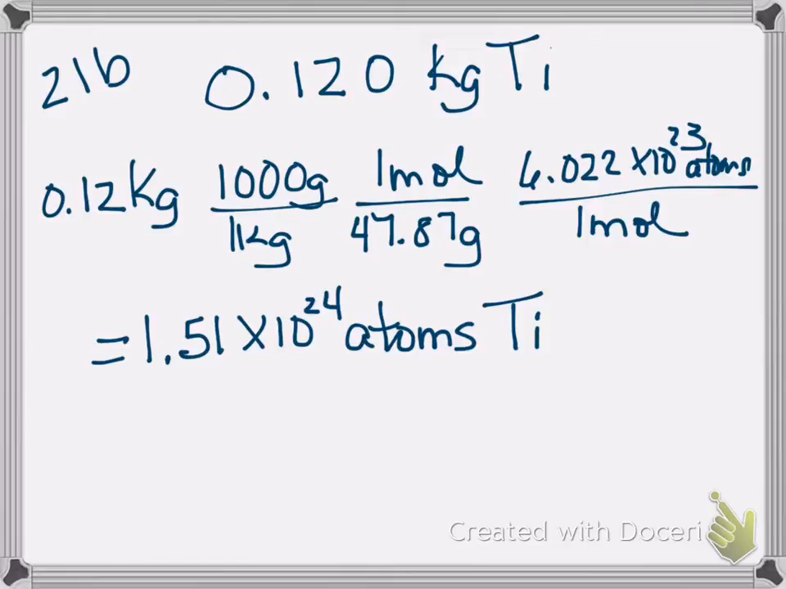Okay. Final problem. 21b. We're given 0.120 kilograms of titanium. So again, you're going to either need to convert this before you get started, or do like I did here and have the conversion written in. So 0.12 kilos times 1,000 grams over 1 kilo. We can cross the kilos out. 1 mole equals 47.87 grams. We can cross the grams out. 6.022 times 10 to the 23rd atoms over 1 mole. We can cross the moles out. We're left with atoms here. So now we have 1.51 times 10 to the 24th atoms of titanium.